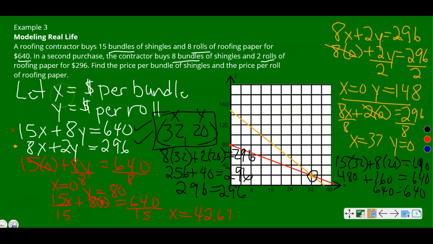So we can determine that the price of a bundle of shingles is $32 and the price of a roll of roofing paper is $20.